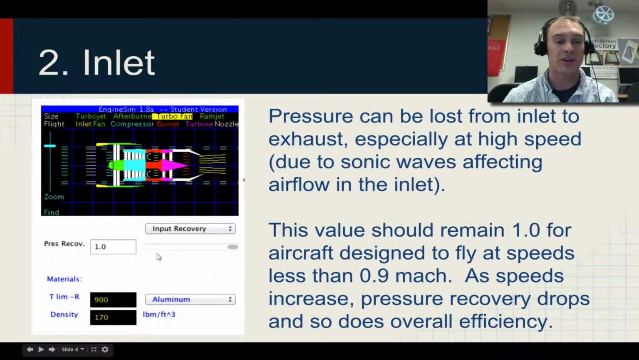Again, as speed increases, as we get up into Mach speeds, the amount of recovery that you can get through the inlet drops, and so does efficiency, but we don't have to worry about that. So we're going to leave this set at 1.0. Now materials, that's something that you are going to change on each of these, and you need to figure that out based on your research. What does your research say is an appropriate material for the inlet? You have a lot of different options here which give you different densities and also different weights because they're different densities, and that's going to affect your overall engine efficiency.